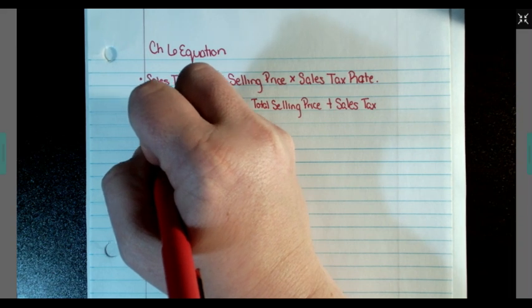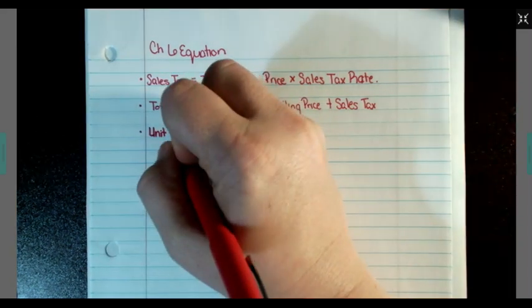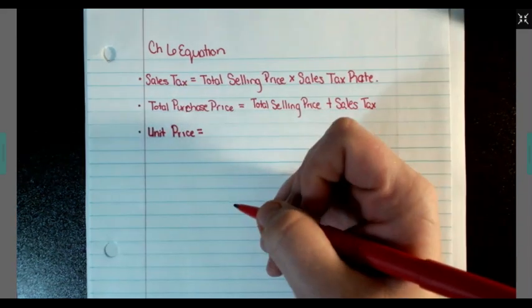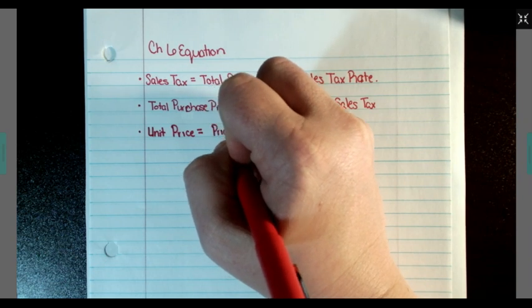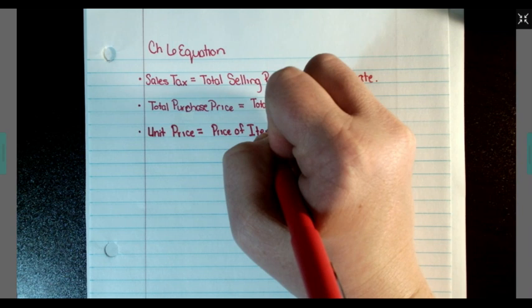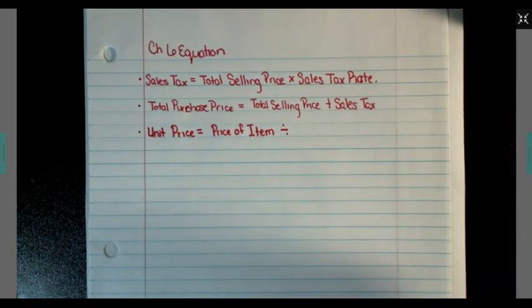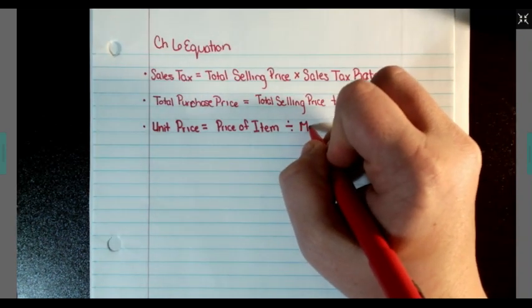Unit price equals price of item divided by measure or count.